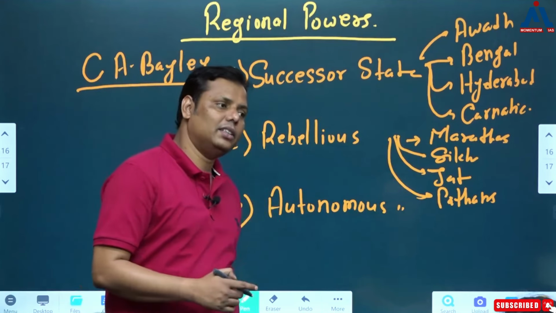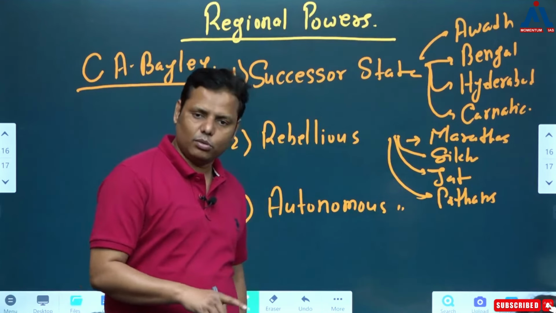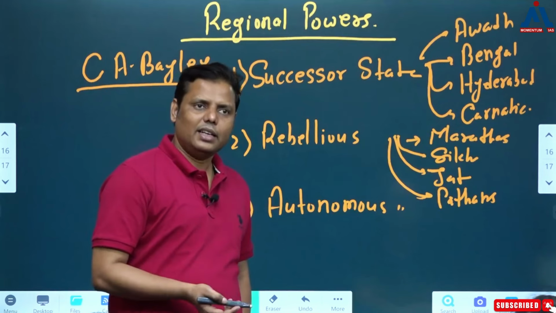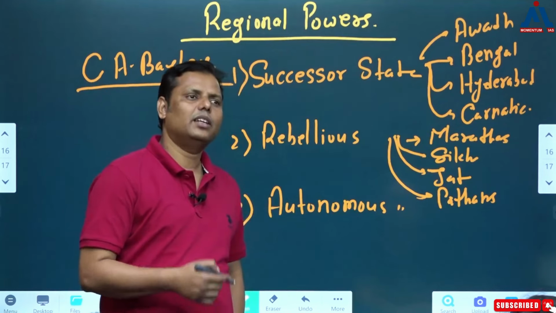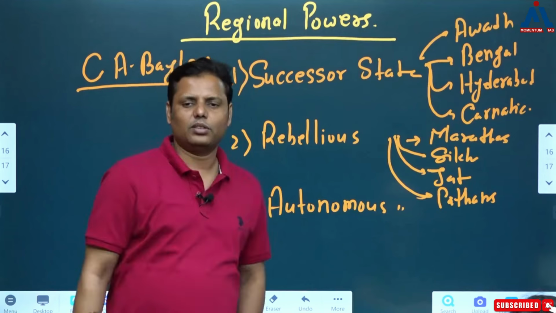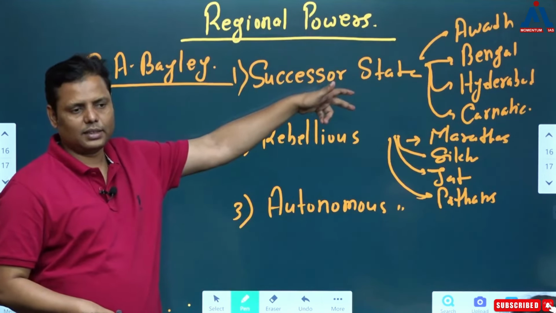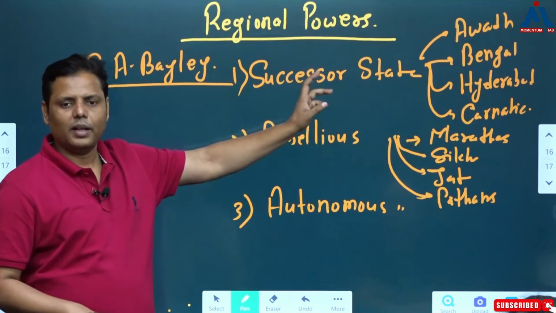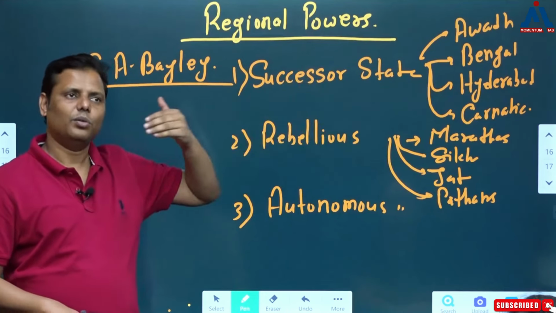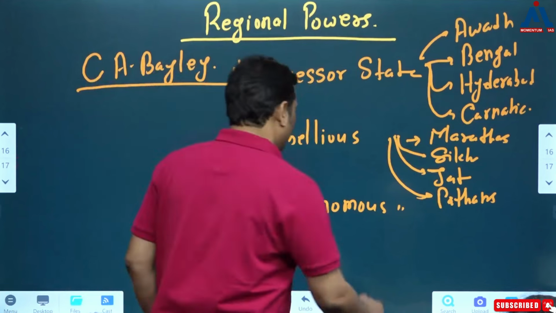They were collecting the Chauth and Sardeshmukhi with the permission of the Mughals. And in fact, this is the reason it is being said that, to some extent, they were also accepting the Mughal sovereignty. It was much lesser than the successor states. They were not paying any tribute. So that's how we can say that, to some extent, they were accepting the Mughal authority.